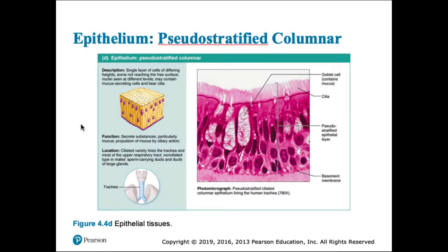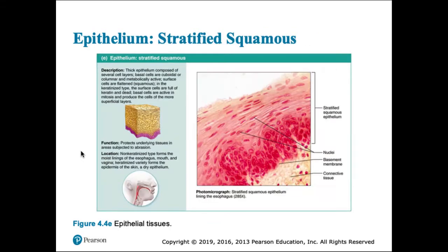Now, we can also have pseudostratified columnar. Pseudostratified still is a single layer of cells, but because there's things like goblet cells and they're being squished, they kind of look multi-layered. So these can be hard to identify, but yeah, we have some of these. They secrete substances like mucus, but basically you find these in the trachea, we find them in the upper respiratory tract. We do find some non-ciliated in male sperm-carrying ducts and in the ducts of larger glands.